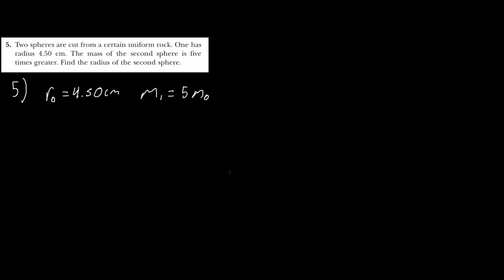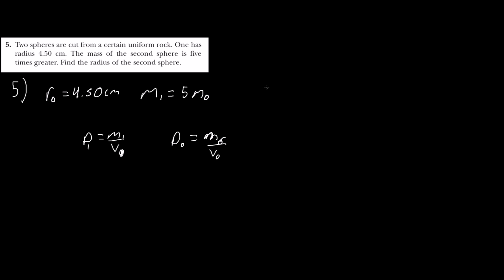Alright, so two spheres are cut from the same uniform rock. So that means that they have the same density. So if they have the same density, and the density is going to be the mass over the volume, let's say that this is going to be the density of one sphere, and this is going to be the density of the other sphere, which is going to be M naught over the V naught.